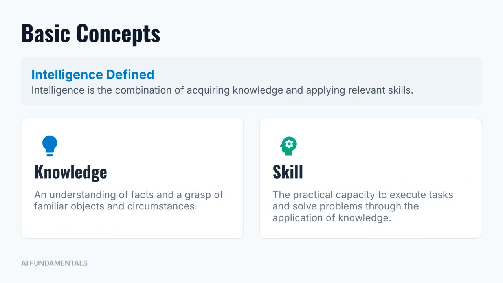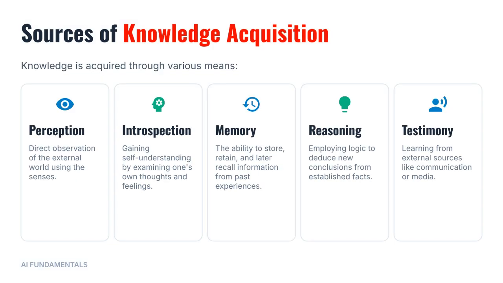Intelligence is defined by acquiring knowledge and applying relevant skills. Knowledge is an understanding of facts, while skill is the practical capacity to execute tasks and solve problems using that knowledge. Knowledge is acquired through various means. These include perception, introspection, memory, reasoning, and testimony from external sources.